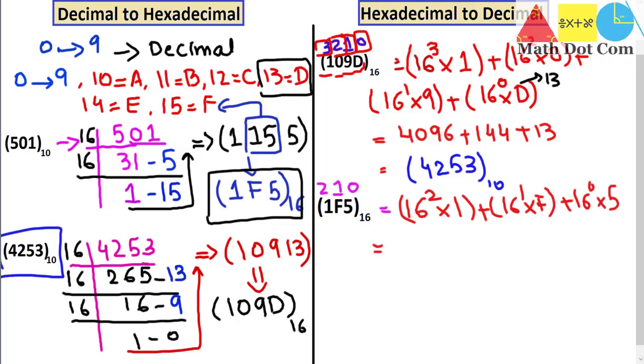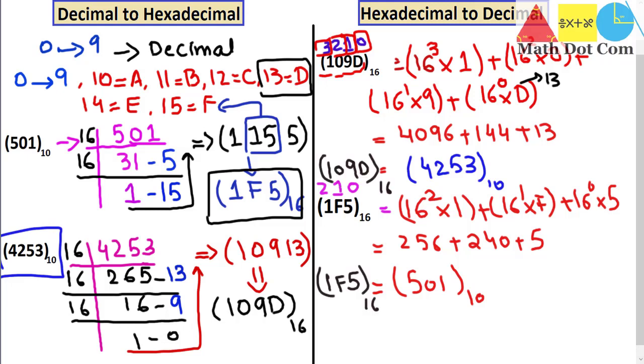So what we will get is 16 squared is 256, plus 16 into F. 16 into F means 16 into 15, which will be 240, plus 16 raised to power 0 is 1, times 5. So 256 plus 240 plus 5 will be 501. This is the decimal equivalent of the hexadecimal number 1F5. So this is how you can convert decimal to hexadecimal and hexadecimal to decimal. So that's all from today's lecture. Thank you.